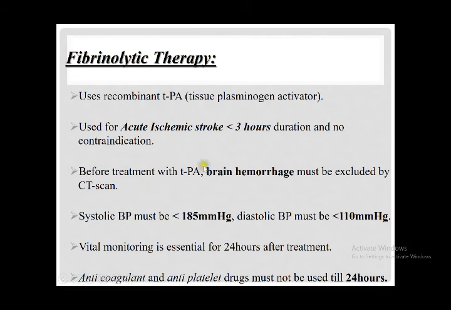Before treatment with fibrinolytic therapy, the most important thing is to rule out brain hemorrhage. Again, as discussed before, systolic BP should be less than 185 and diastolic BP less than 110 to start this fibrinolytic therapy. Otherwise, it will increase the risk of hemorrhagic transformation or hemorrhage subsequently after fibrinolytic therapy. Vital monitoring is also essential for the initial 24 hours after treatment. Anticoagulants and antiplatelets, as I discussed before, must be stopped until 24 hours after fibrinolytic therapy.